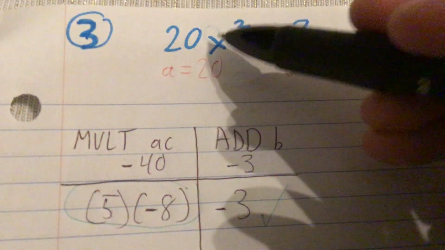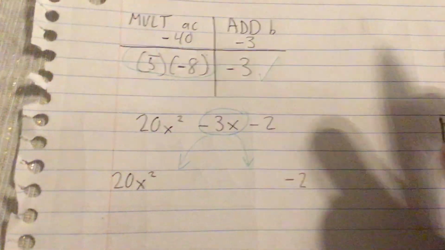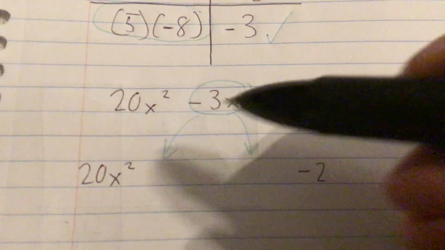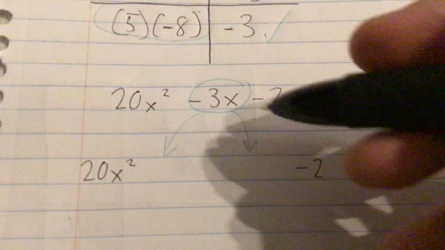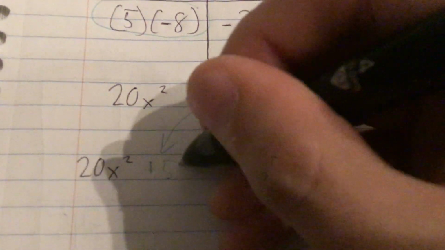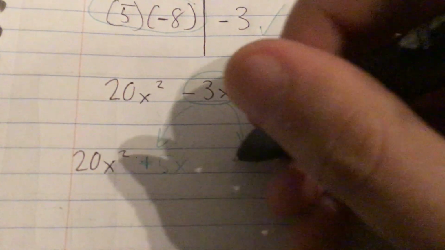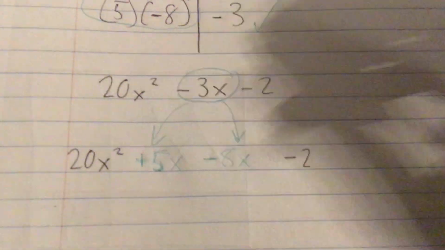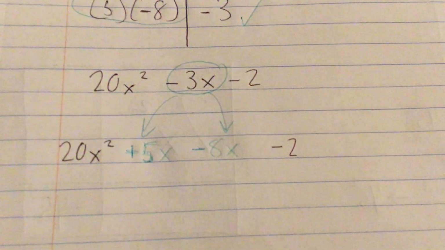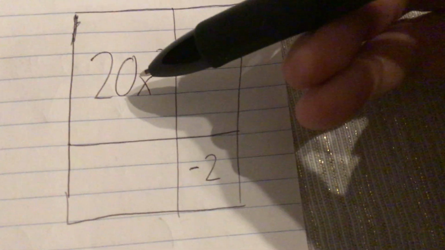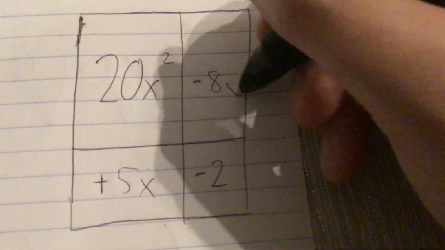So because A is not equal to 1, we have no choice but to use the split the middle term method. So now we've got 20x squared minus 3x minus 2, where this middle term, negative 3x, gets split into positive 5x and negative 8x. Come on, pen. There we go. So now let's put 20x squared in the top left, negative 2 in the bottom right, and I'm going to put positive 5x here and negative 8x here.